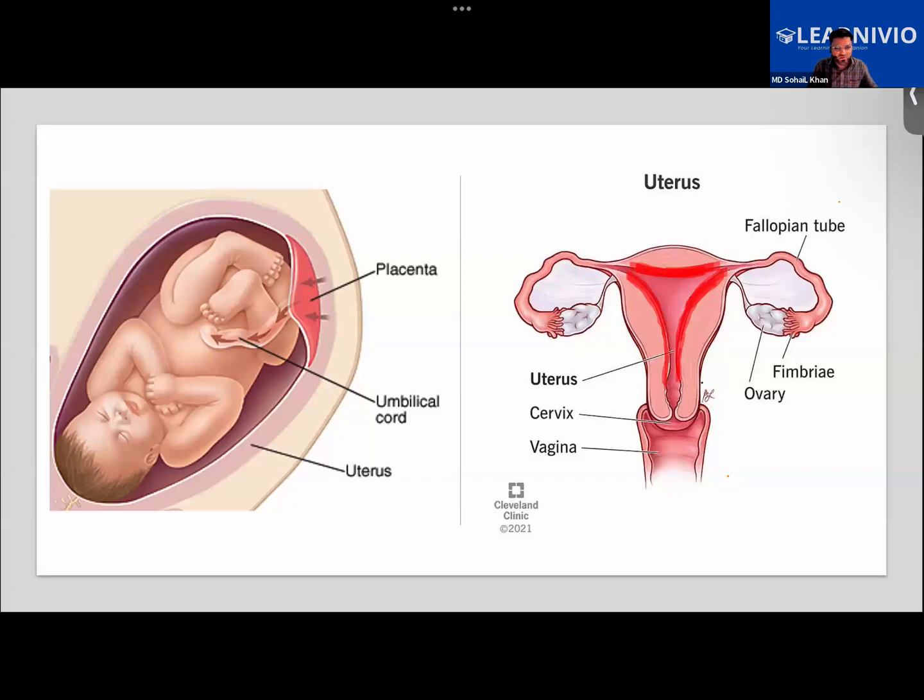We also had learned about the role of some special organs like placenta and umbilical cord. Doha, tell me, what is the function of placenta? What does it do?